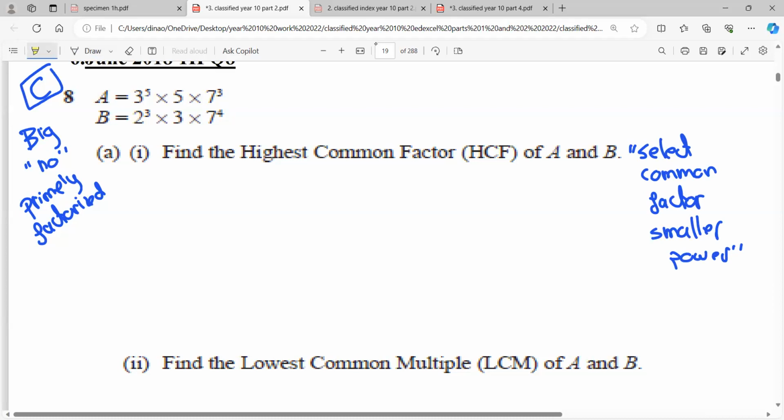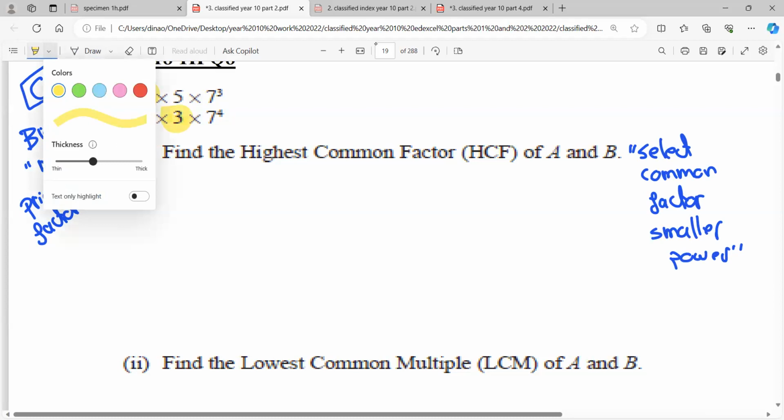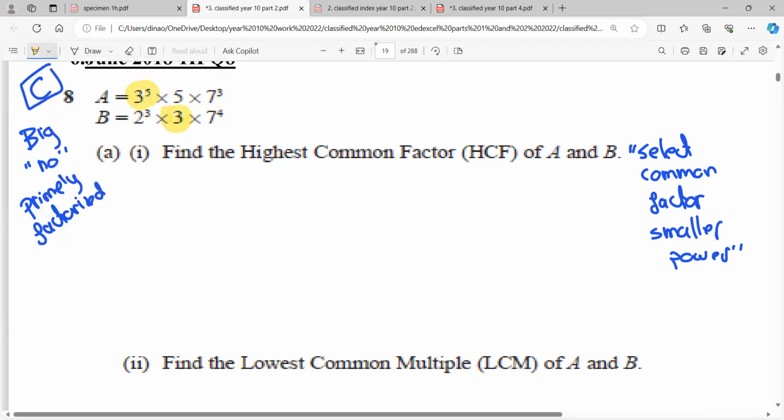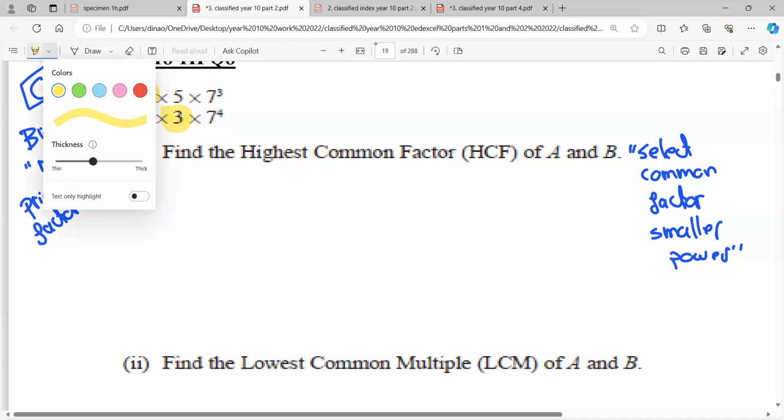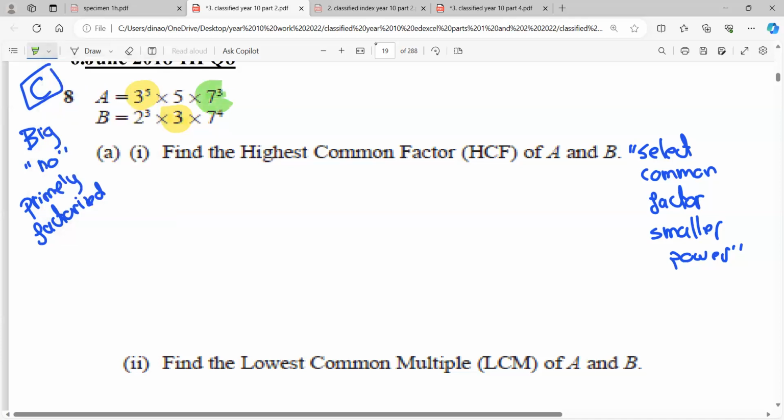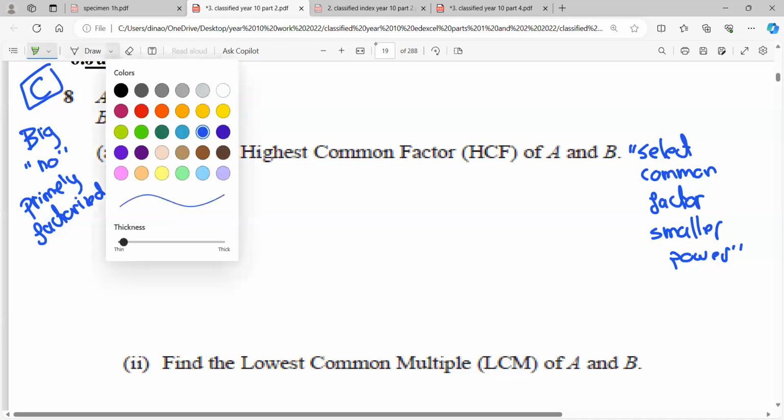What are the common factors? That is, what is a number that is common up and down? I have 3 power 5 and 3 power 1. This is common up and down. What else is common up and down? Let me just use another color. What else is common up and down? I have the 7. Okay, now we are focused on how to find the HCF.